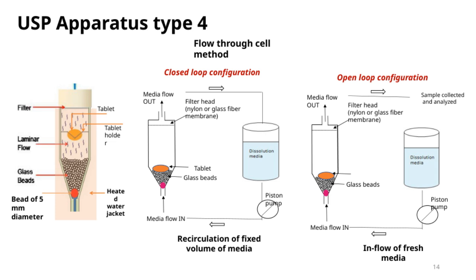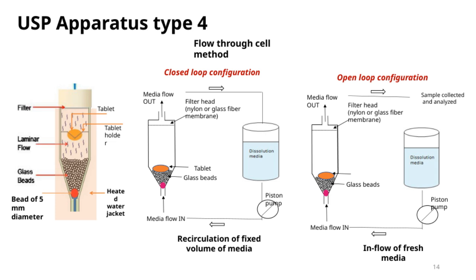data. Moving on, you'll notice the bead of 5 in diameter. This bead is often used in certain testing methods to simulate the agitation and flow conditions within the apparatus. Now, regarding the configuration options, we have the open loop and closed loop configurations. The open loop allows the dissolution medium to flow through the system, which is simple and effective for many tests. The closed loop, on the other hand, recirculates the medium, providing a more controlled environment for specific testing needs.